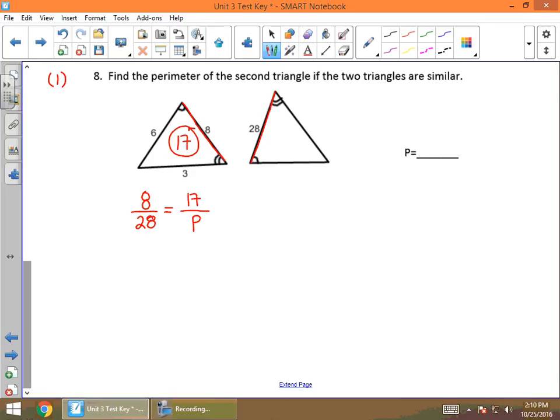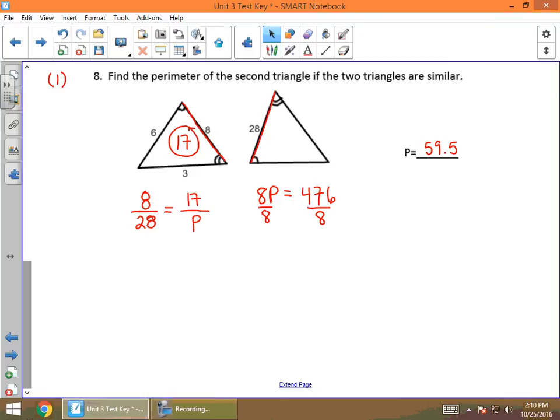And then I'll cross multiply. 8 times P is 8P. 28 times 17 is 476. Divide by 8. And 476 divided by 8 is 59.5.